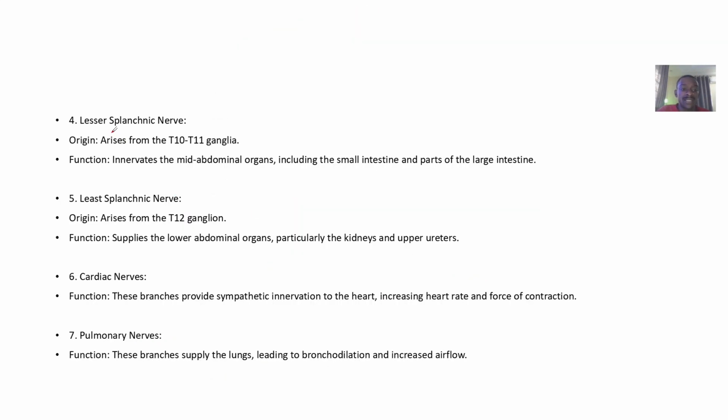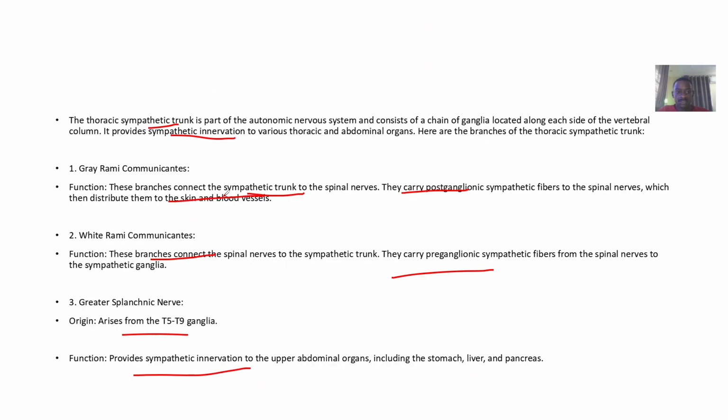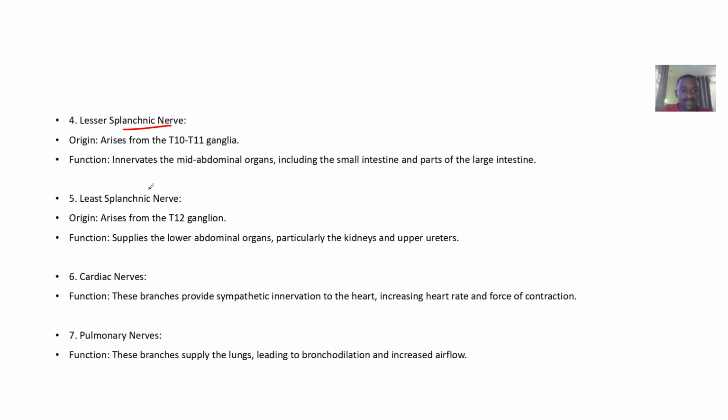Alright. The lesser splanchnic. Well, the lesser splanchnic is not indicated in any of the pictures, but let's just read about it. This one arises from the T10 to T11 ganglia. It innervates the mid-abdominal organs, including the small intestine and part of the large intestine. Then we have the least splanchnic nerve. It's from the T12 ganglia and supplies the lower abdominal organs, particularly the kidneys and upper ureters.